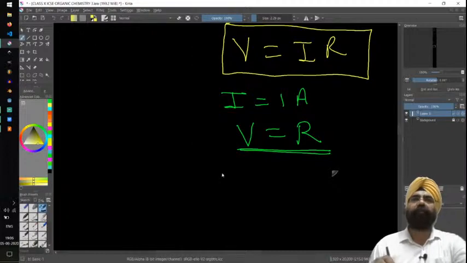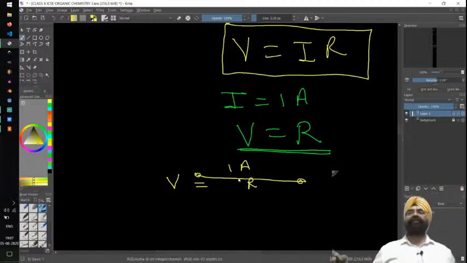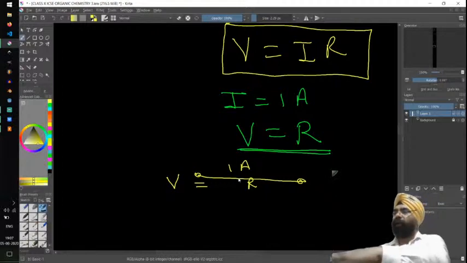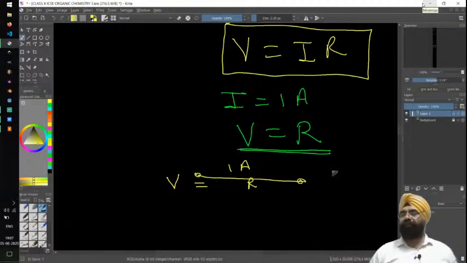Okay, it means if 1 ampere current is flowing through my conductor, then the potential difference will be equal to the resistance it offers. The resistance of a conductor is numerically equal to the potential difference applied across its ends when the current flowing through it is 1 ampere. Correct? Now I am on to the last topic which I had planned today. Today I have done it at quite a good pace.